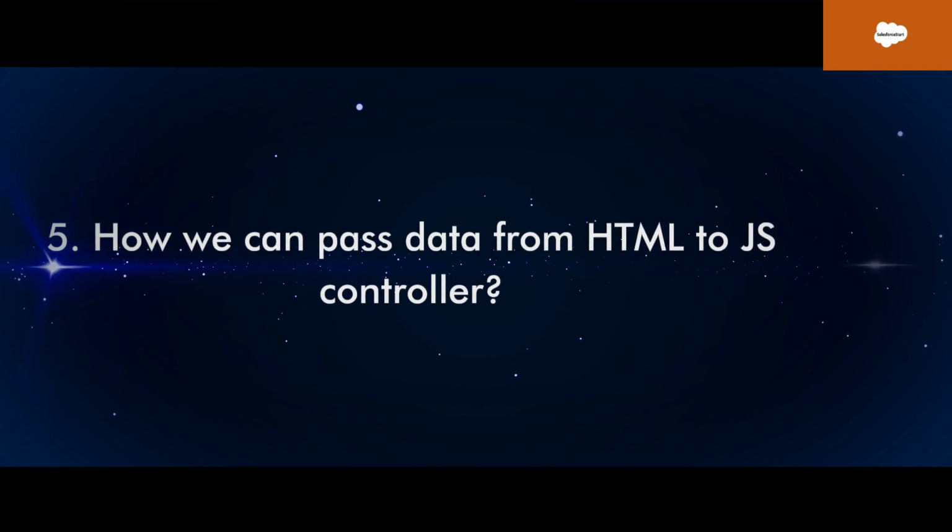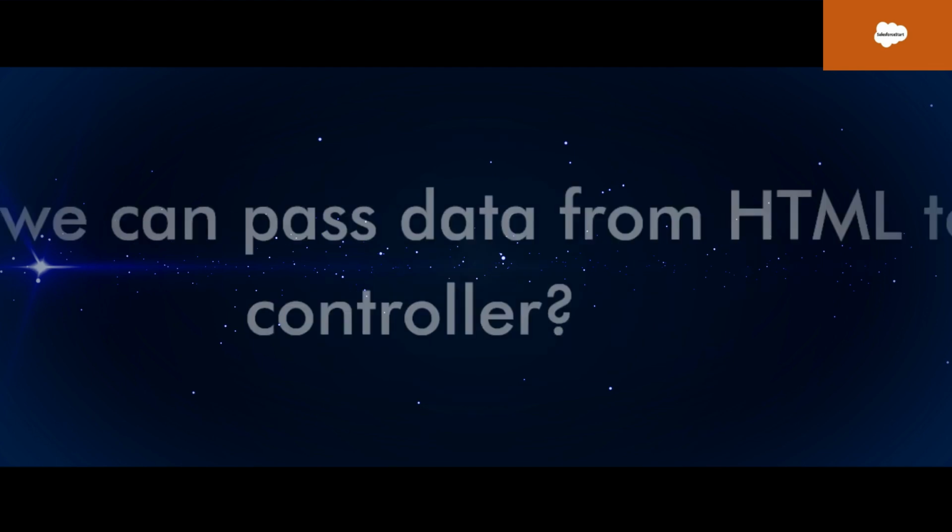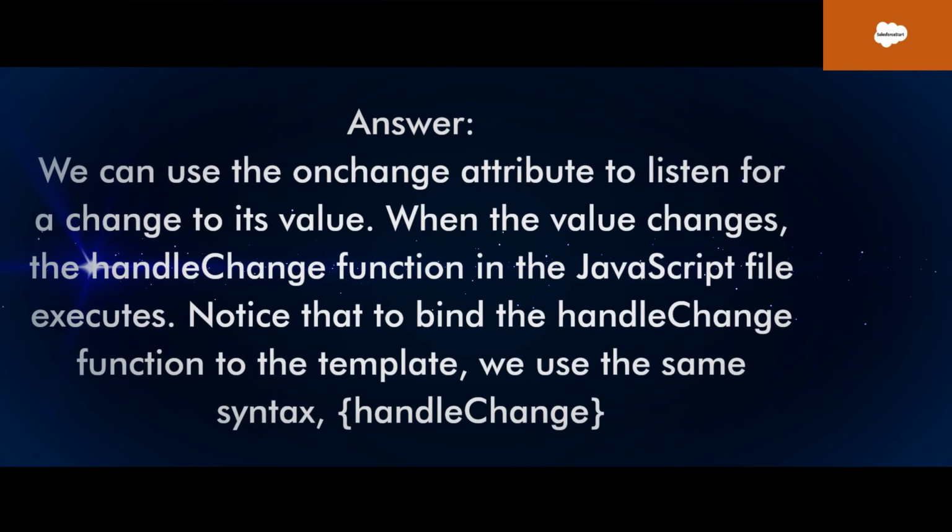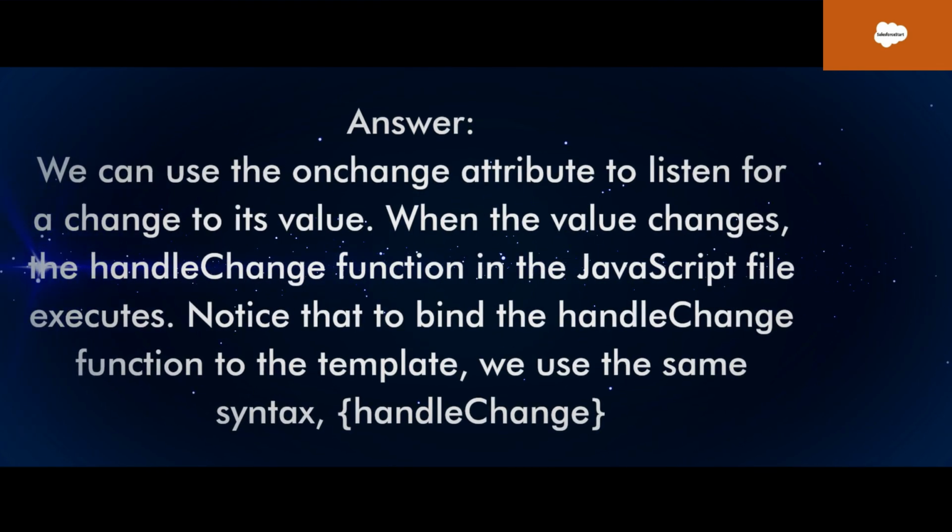5. How can we pass data from HTML to the JS controller? Answer. We can use the onchange attribute to listen for a change to its value. When the value changes, the handleChange function in the JavaScript file executes. Notice that to bind the handleChange function to the template, we use the same syntax, {handleChange}.